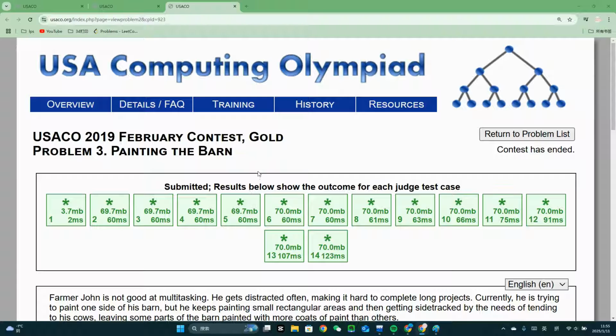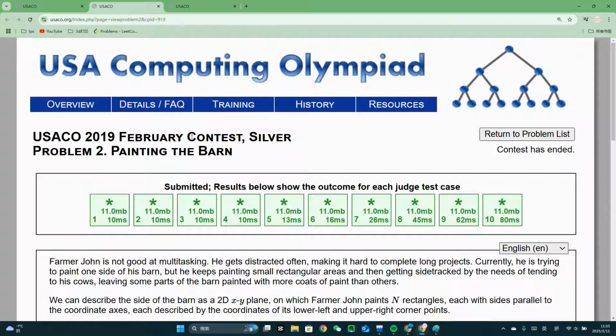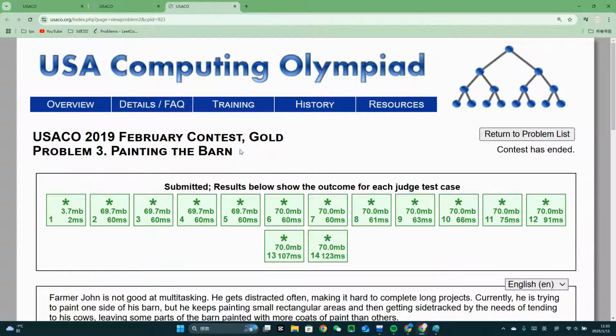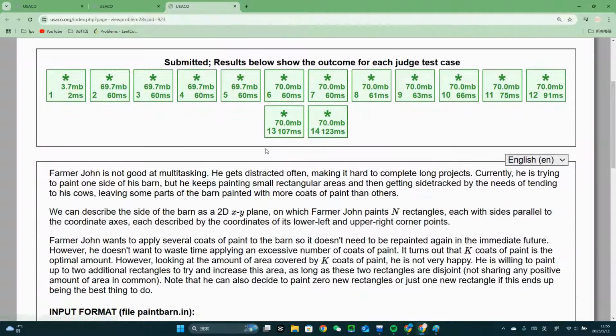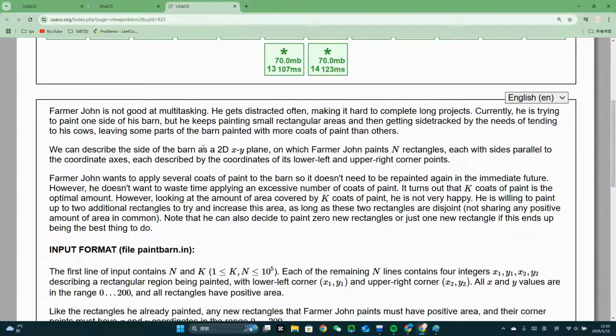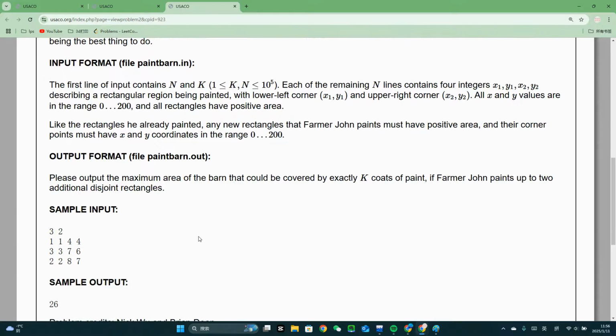Alright, that was it for the silver version, and now to the gold version. The gold version of this problem is actually very, very difficult, a lot more difficult than the silver one, as the 2D prefix sum, which is all the silver one is about, is just going to be a tiny, tiny pre-processing in the gold one. So let's take a look. You can pause the video once again and look at this gold problem statement. This time, instead of just finding how many areas are covered by k coats of paint, you're trying to paint 2 extra rectangles so that the maximum number of grids are covered by k coats of paint. And everything else is basically the same as the silver version.